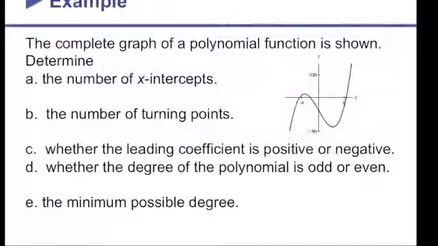We're going to look at these various polynomial functions and see what we can determine. The first question is, how many x-intercepts does it have? How many times does it cross the x-axis? 1, 2, 3. And that is cross or touch. So it has 3 x-intercepts. How many turning points? 1, 2 turning points.